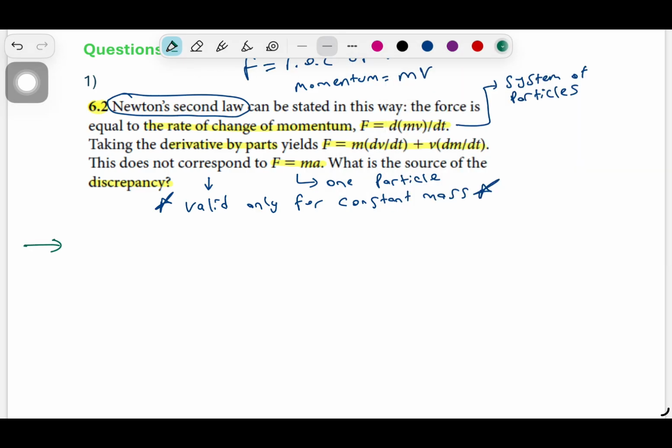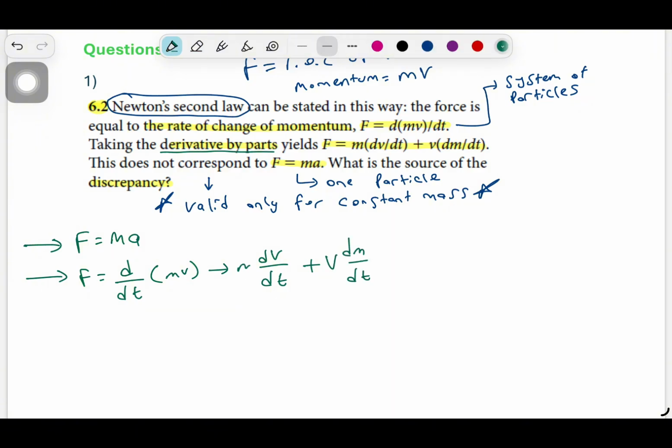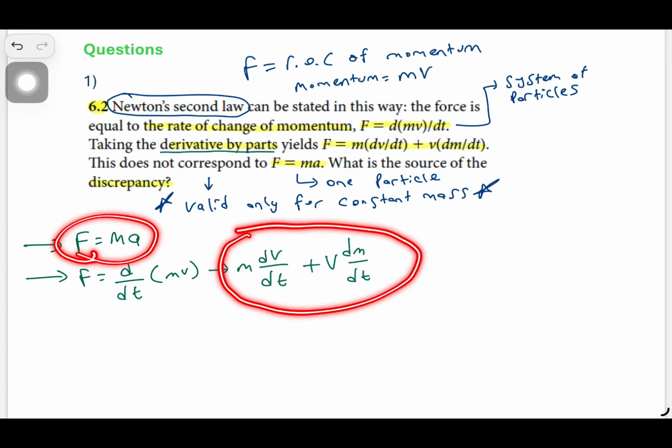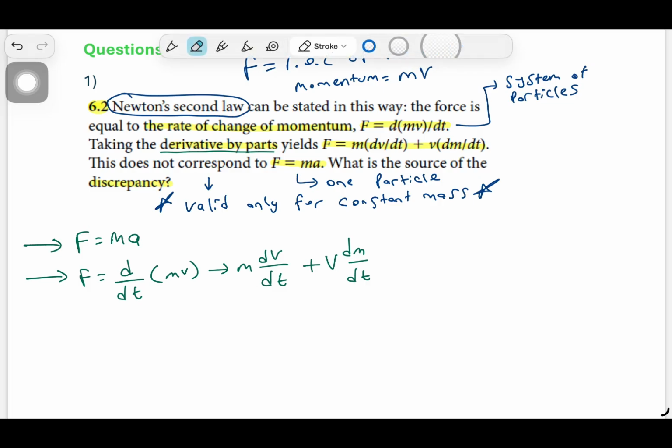So first of all, we have F is equal to ma, and we also have F is equal to the rate of change of momentum over time. And if we take the derivative by parts, it's going to give this, and we have dm over dt. So as you can see, at first sight, they don't correspond to each other. So let's see if we can solve this issue.